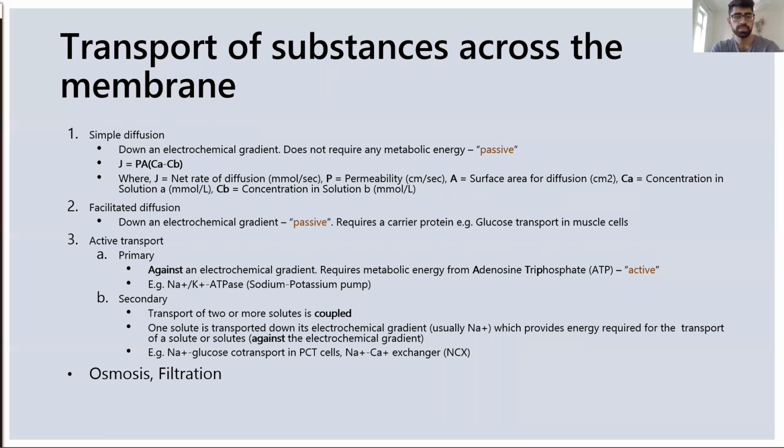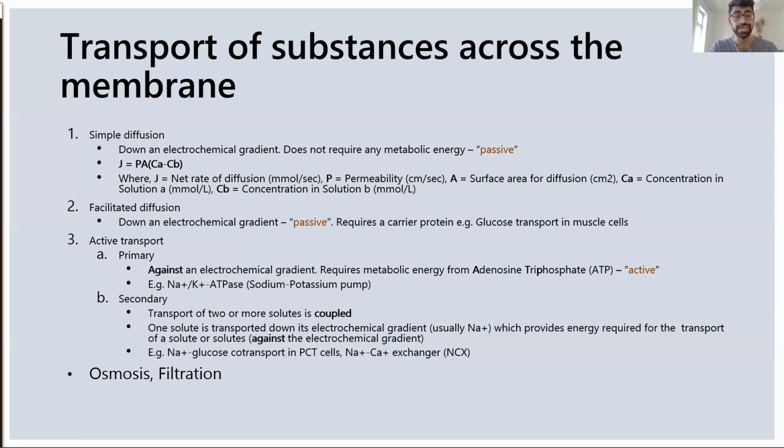Simple diffusion occurs down a concentration gradient, and it's a passive process, which means it does not require any metabolic energy. We have a high concentration in one area, and a lower concentration in another area, and it's just passive movement. A high density of molecules will naturally spread and dissipate to areas with lower concentration or lower density. And it can be modeled with this formula here.